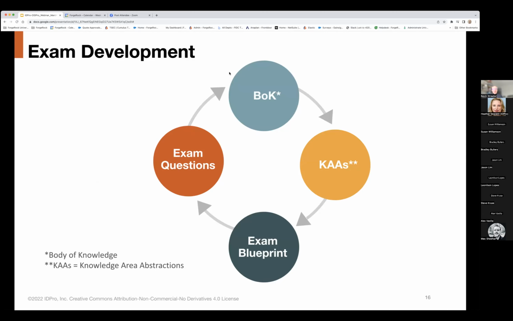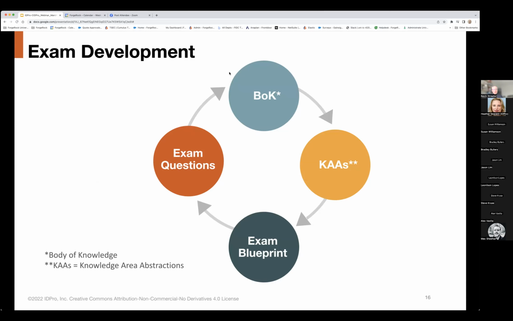Just want to talk briefly about the development process, because this is really important to how valid the exam is. We actually started the exam development with the body of knowledge. As Heather was saying in the introduction, the body of knowledge is the core foundational asset of IDPro. It documents what is identity in all its different aspects. So the body of knowledge is absolutely key to this.